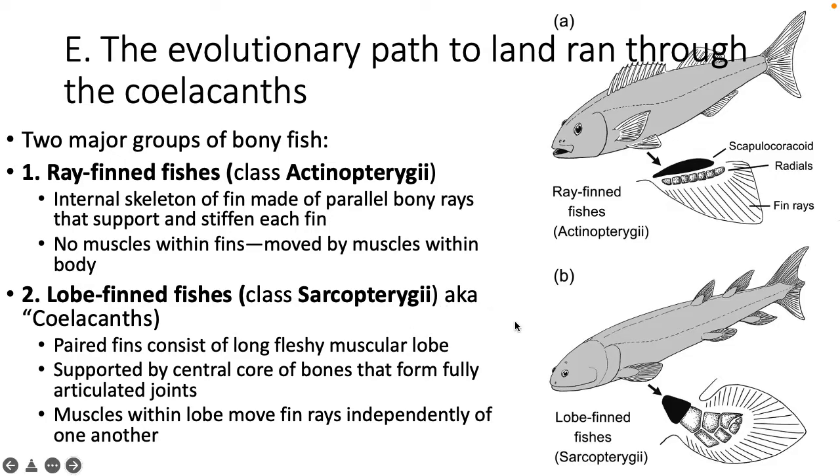In lobe-finned fishes, we see a little bit more muscular lobe of some sort, and then a core of bones in that fin. And it is from the lobe-finned fishes that we see the transition from ocean or water to land because of the bones present in these fins.